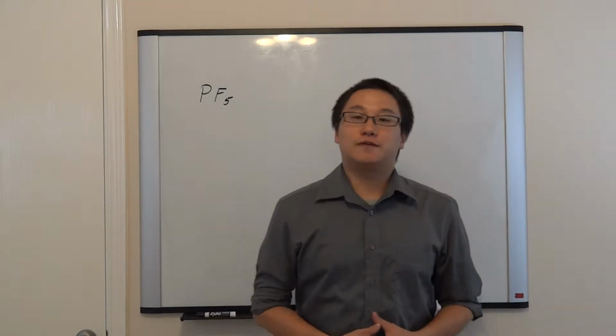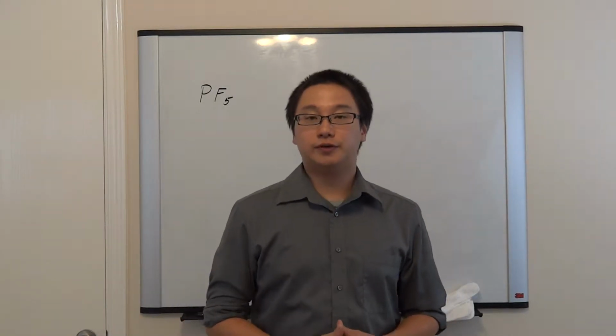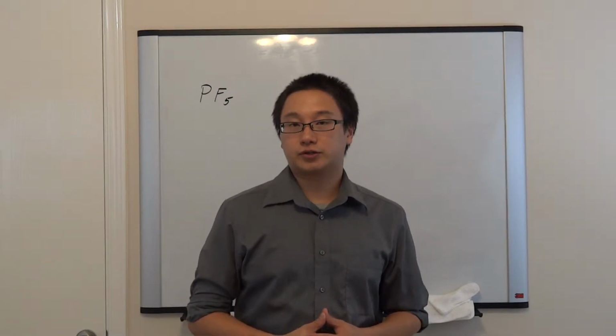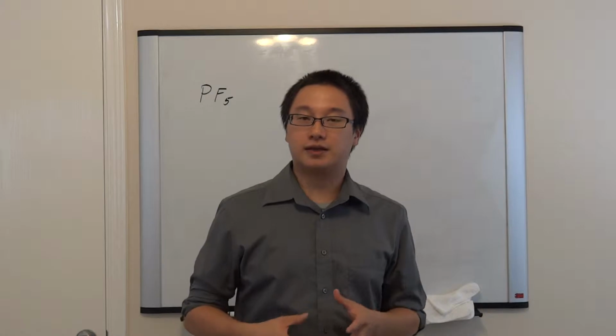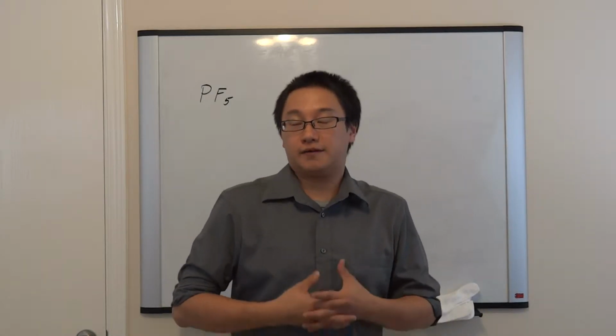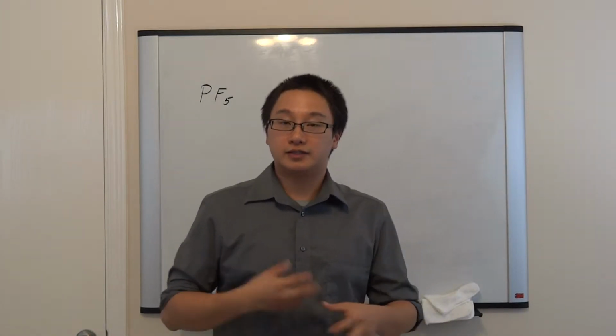Welcome back to part 2 of the drawing Lewis dot structure tutorial. In this tutorial we will go over drawing the Lewis dot structure on atoms that can have more than 8 electrons, exceeding the octet.